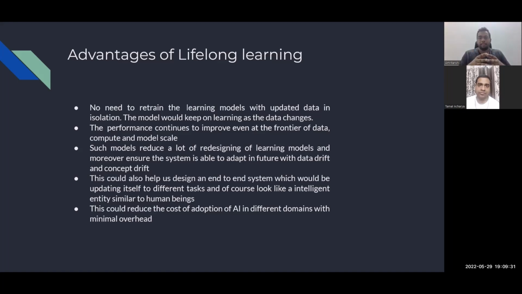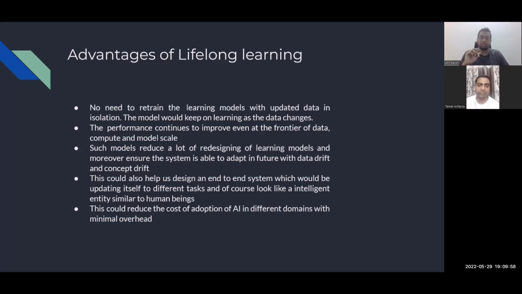And again, such models reduce a lot of redesigning, and this is a major cost right now to a lot of corporates. Even if you have one model, sometimes it becomes useless after 6 months. Then you again have to redesign or recalculate everything, and retrain and fine-tune everything. Again, everything has to be done. That redesigning part of learning models, and moreover, we will be able to ensure this kind of system is able to adapt in future with data drift and concept drift.